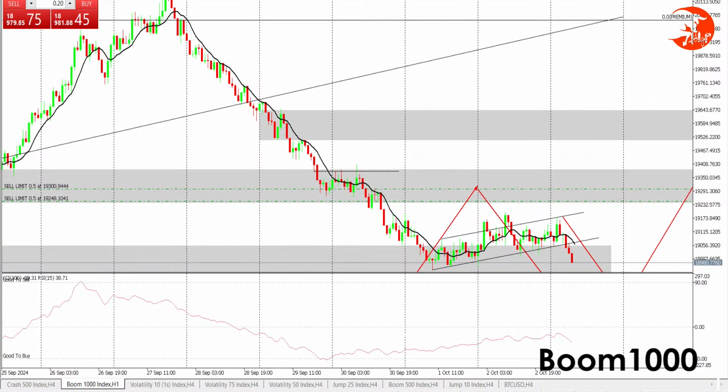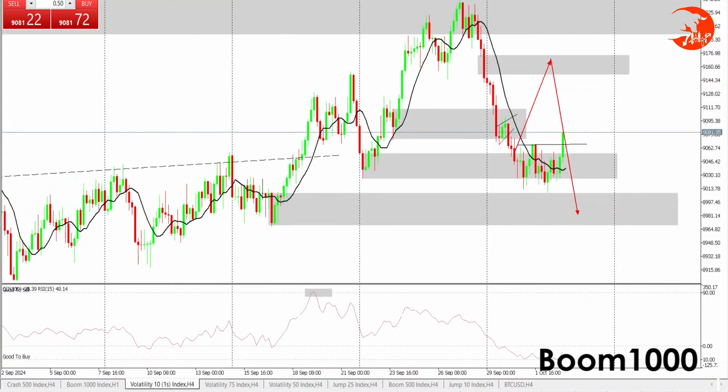So now we jump to another asset, and this time it is going to be V10 1S, and V10 1S has finally given us what we've been waiting for. So this is V10, we'll call it Volatility 10 1S. Volatility. All right, so that's V10 1S.